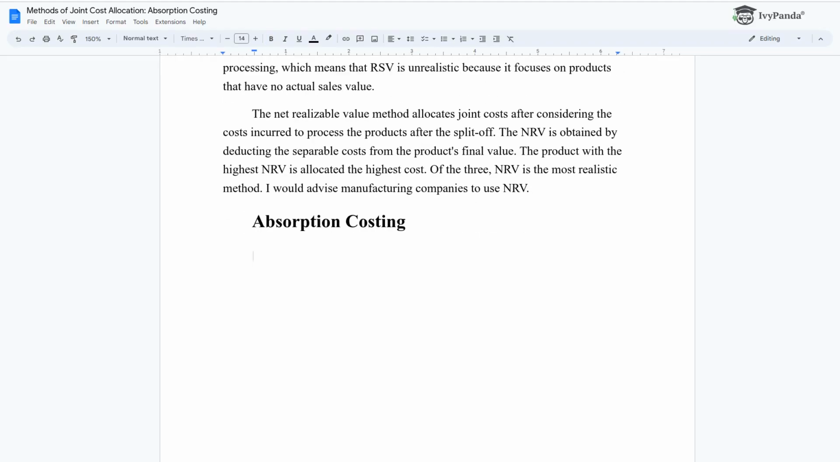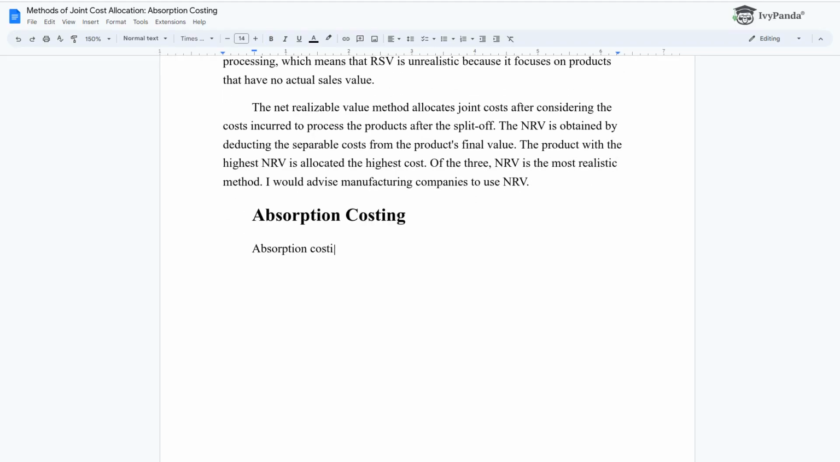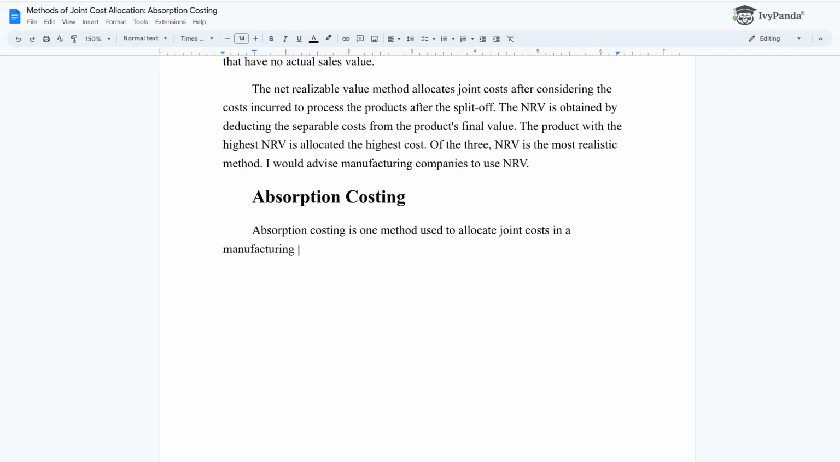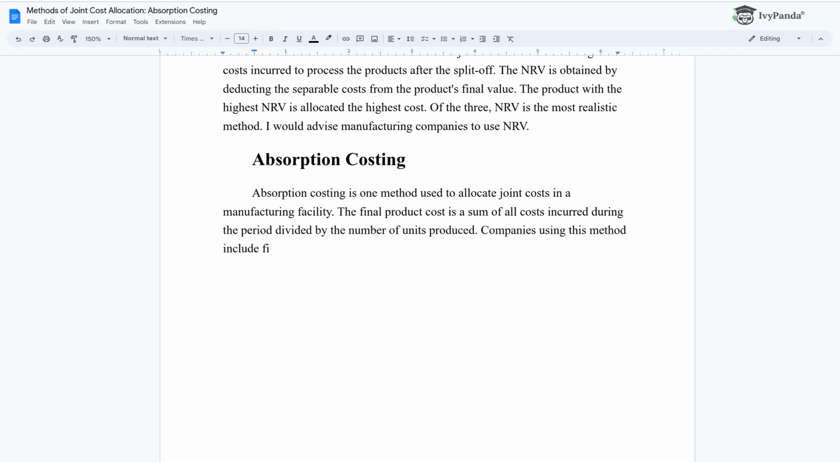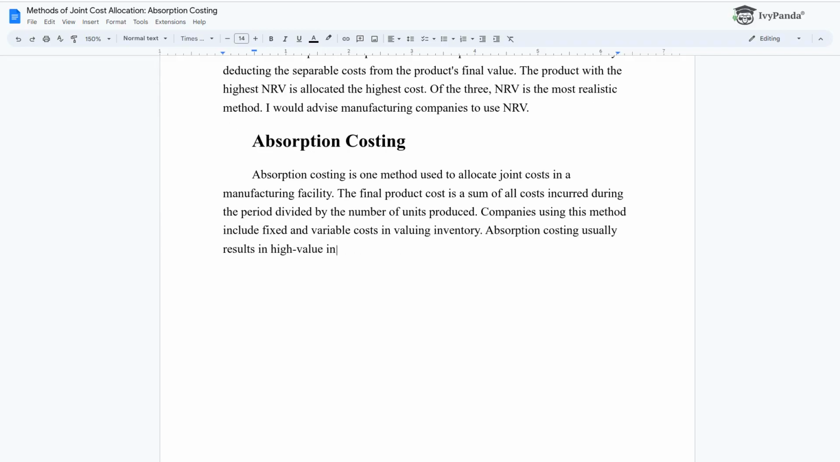Absorption costing. Absorption costing is one method used to allocate joint costs in a manufacturing facility. The final product cost is a sum of all costs incurred during the period divided by the number of units produced. Companies using this method include fixed and variable costs in valuing inventory. Absorption costing usually results in high-value inventory.